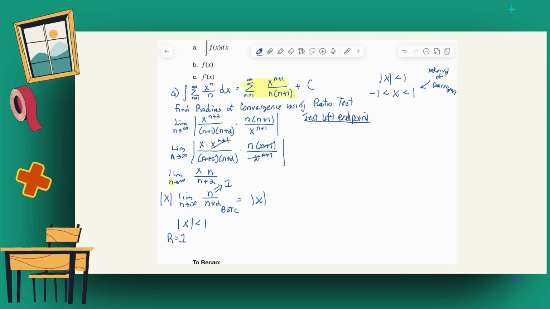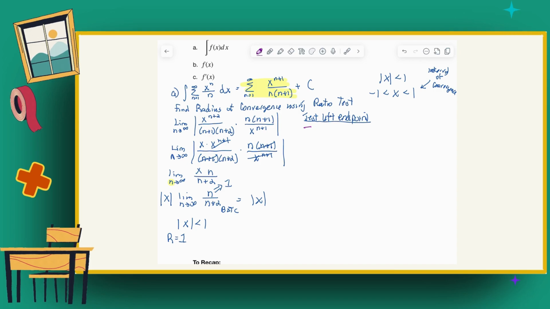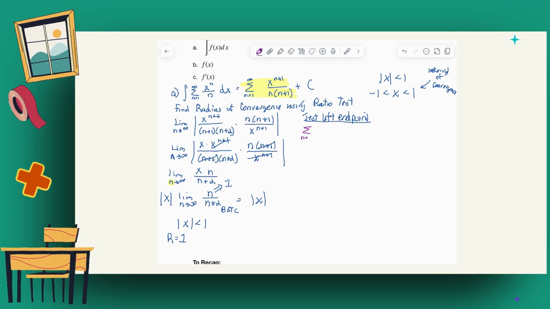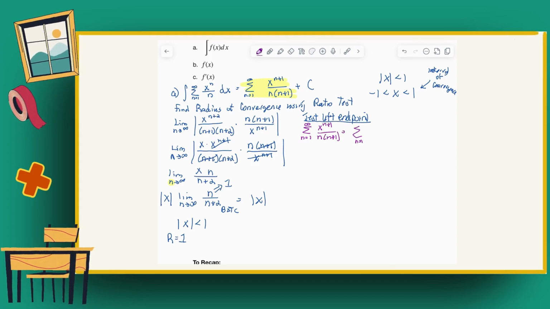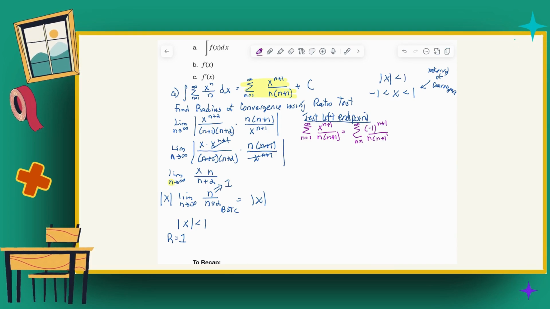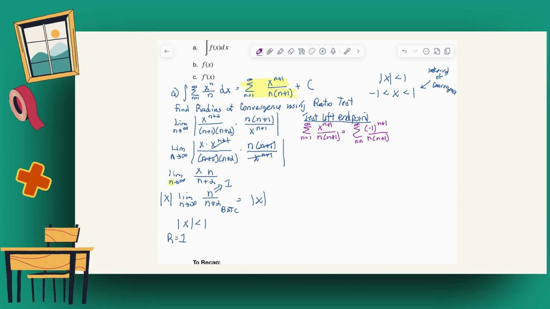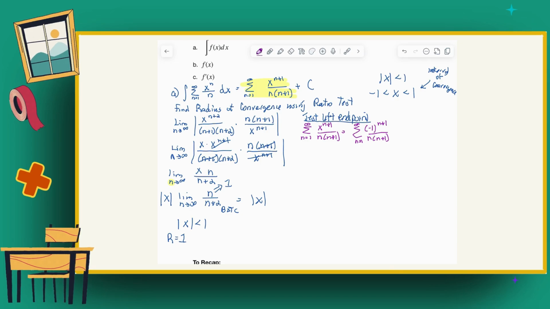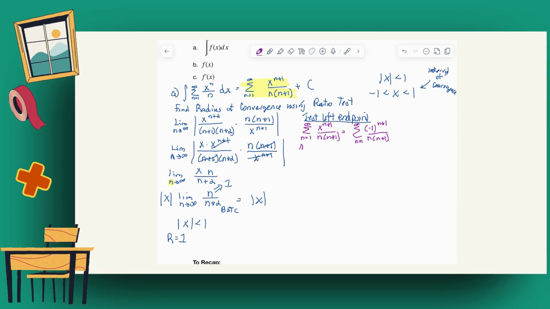So we're going to test the left endpoint. I go to my original statement, that highlighted summation that I have up here, and replace the x with negative 1. And that gives us a summation of n equals 1 to infinity of negative 1 raised to the n plus 1 power over n times n plus 1. This is an alternating series, so I'm going to see if I can do the alternating series test to figure out if it converges or not.